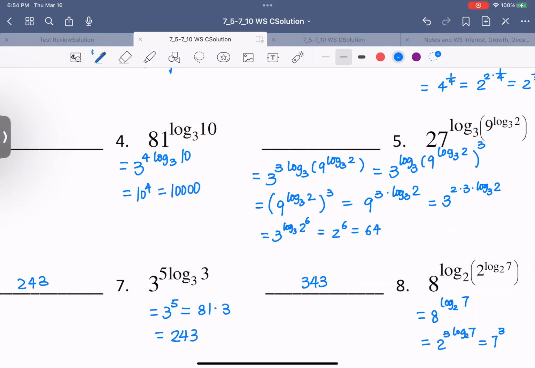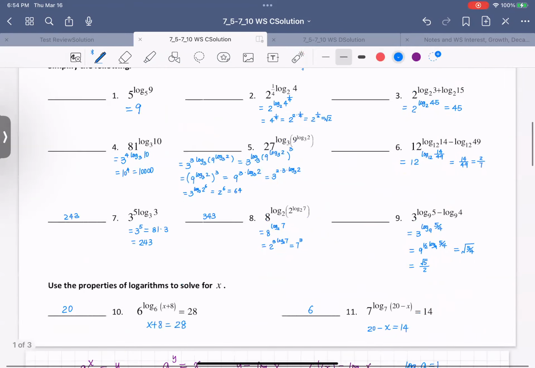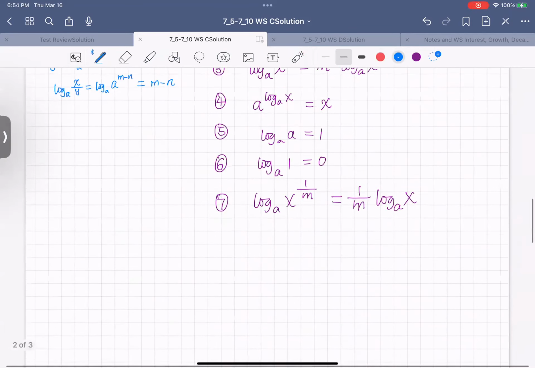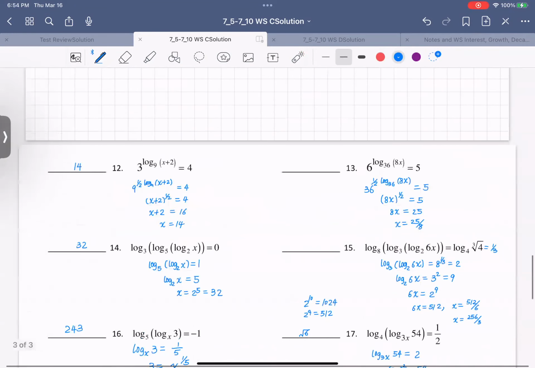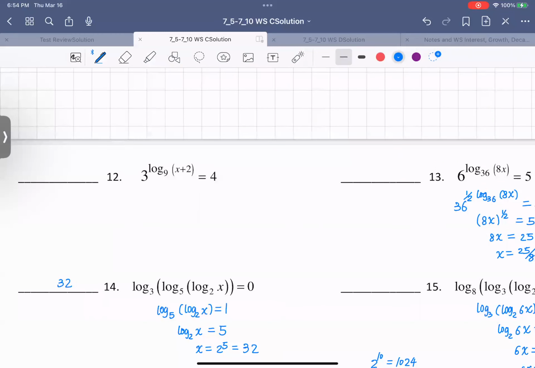Okay. Now let's go ahead and solve the logarithm equations. Number 12. Valeria, let's do 12, please.